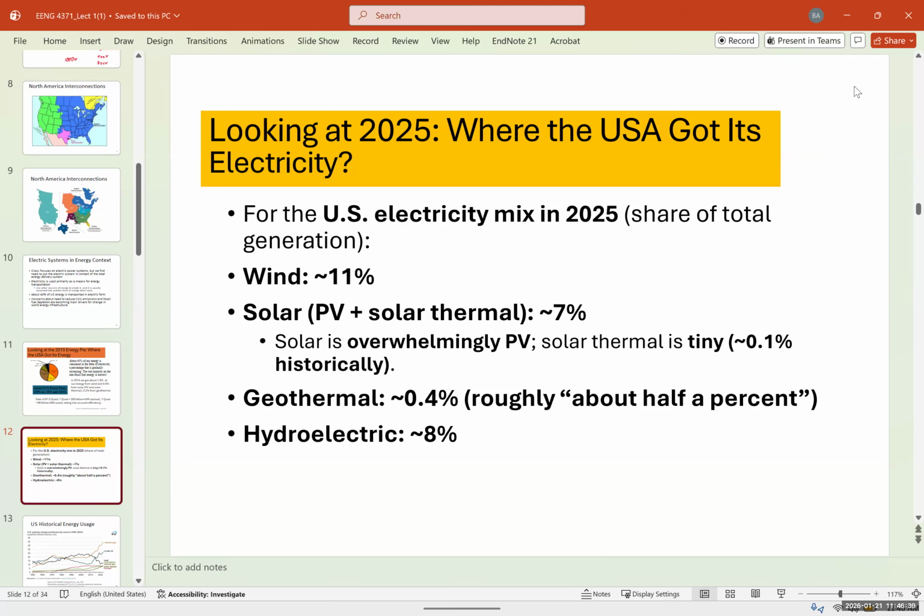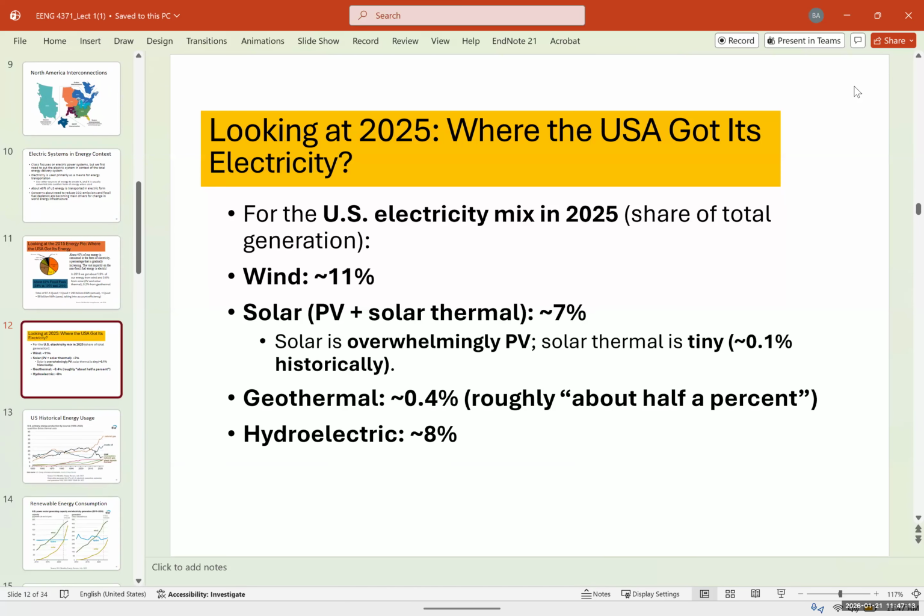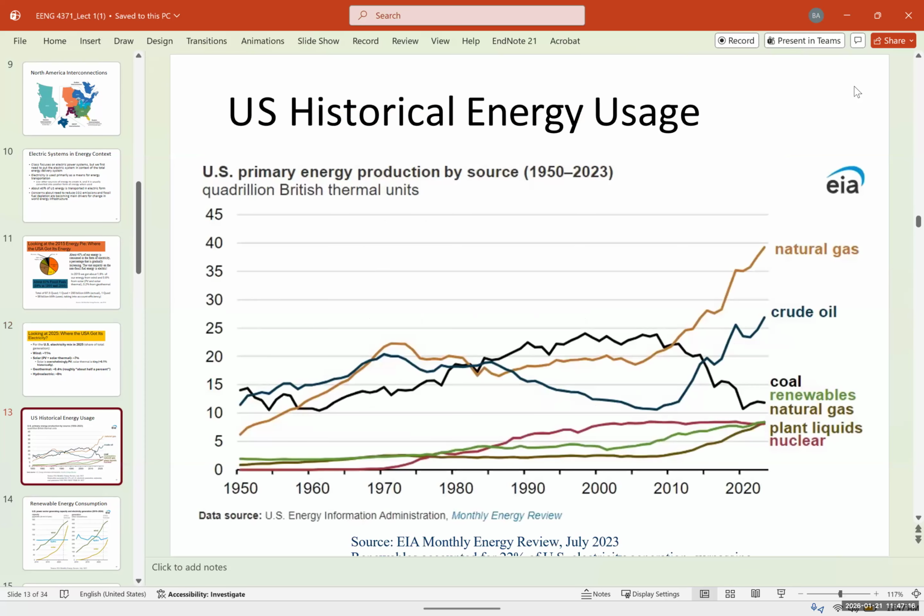Solar was about 7%, and it was mainly solar panels. There were only a few thermal plants. One was in Nevada, California, Nevada. I don't know if you drove between LA and Vegas. You can see those big ones right across the highway. And they shut that down because it didn't make any sense, because solar panels have become extremely cheap and are competing with those. Geothermal was 0.4% and hydroelectric was 8%. And you can see solar is reaching hydroelectric and wind is past that.